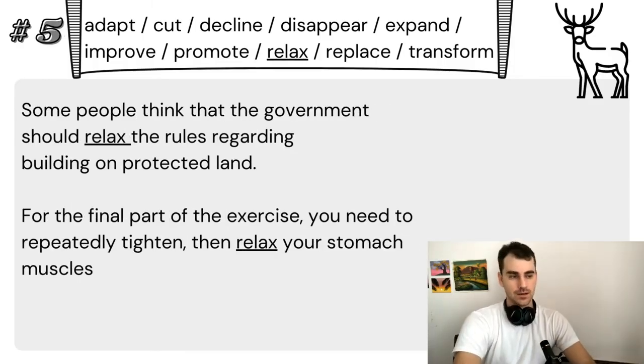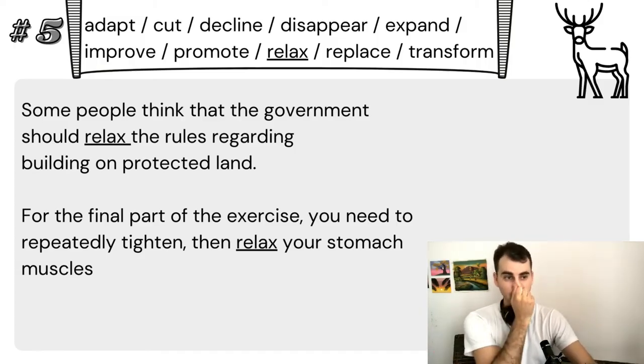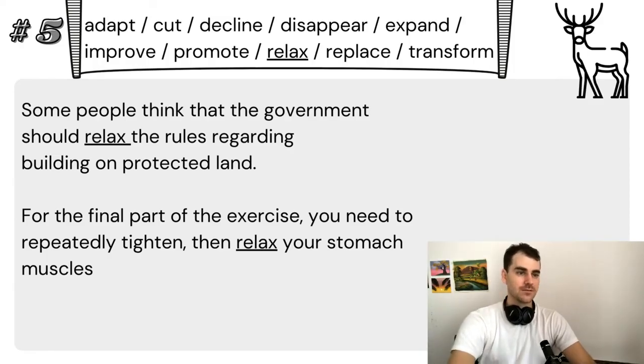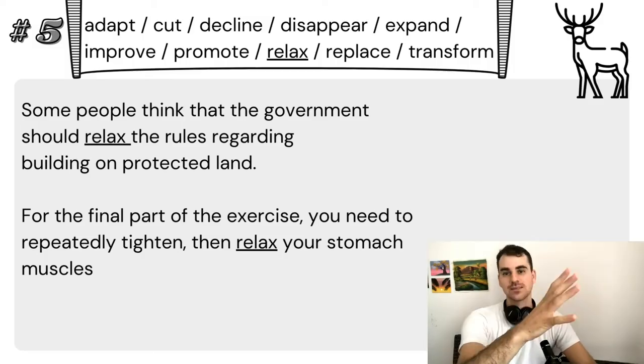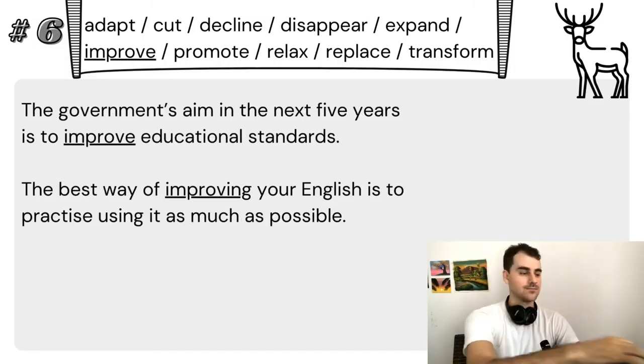Relax. Okay. This means to make something less stressful, less intense, less tight. Make something easier. Some people think that the government should relax the rules regarding building on protected land. For the final part of the exercise, you need to repeatedly tighten, then relax your stomach muscles. So this is tight, this is relaxed. Tight, relaxed.